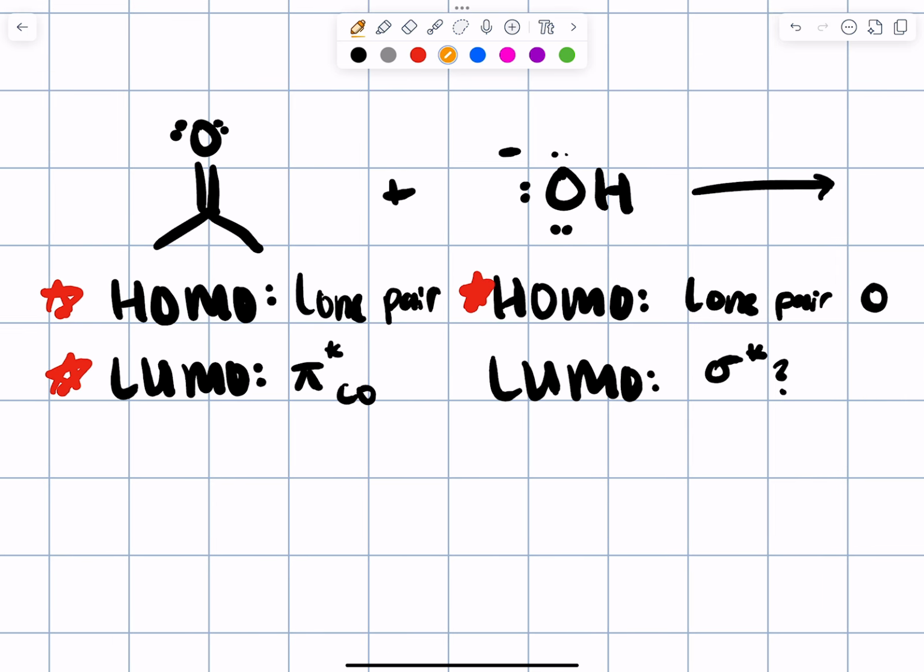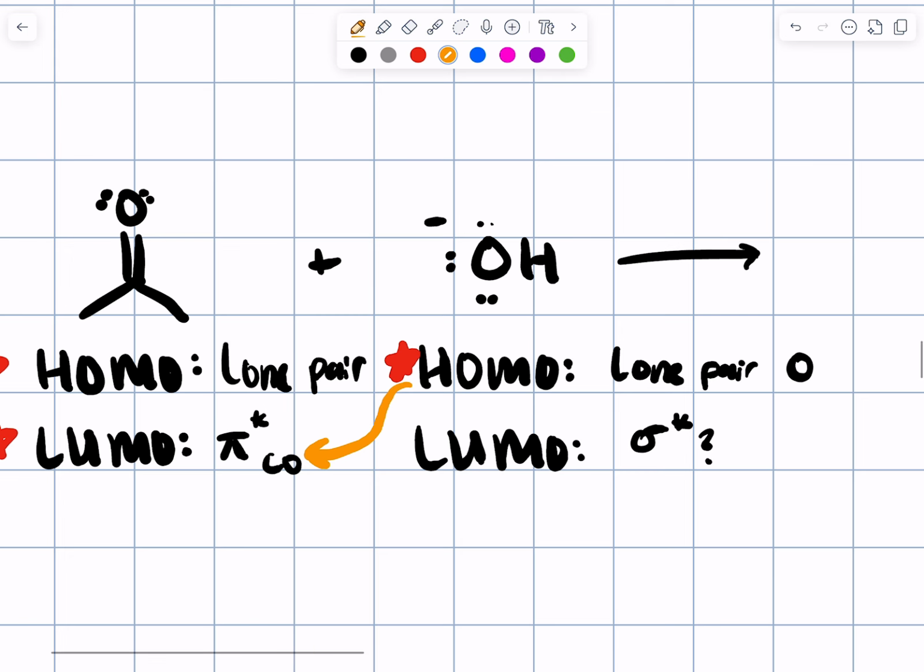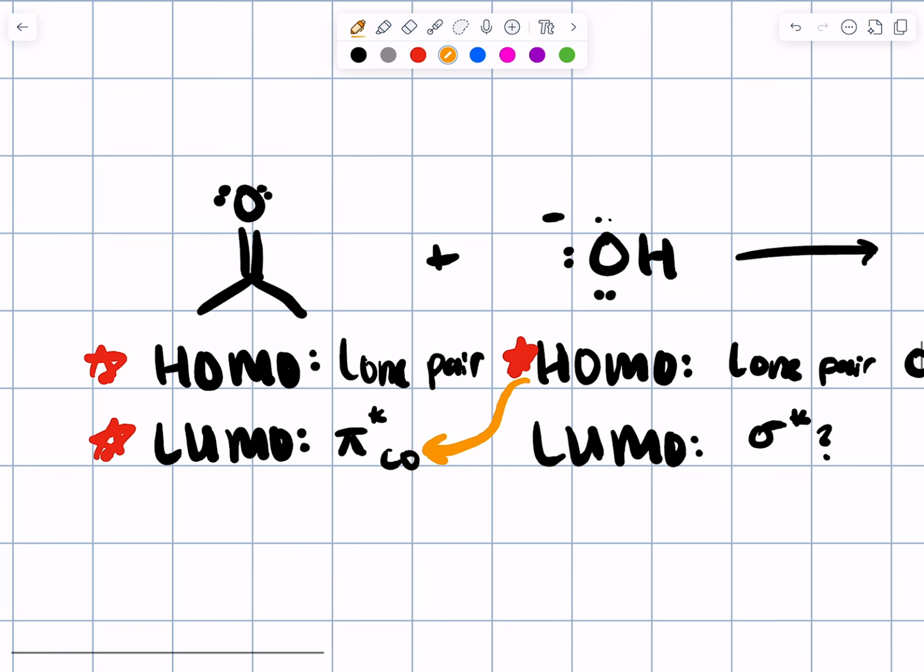So that tells me what I can predict. I can expect my HOMO, the highest occupied molecular orbital, to attack a LUMO. So the lone pair on this oxygen is going to attack the pi star on the CO in this case. So what we'll see is just that. One of these lone pairs is going to come in and attack and give us some chemistry here.